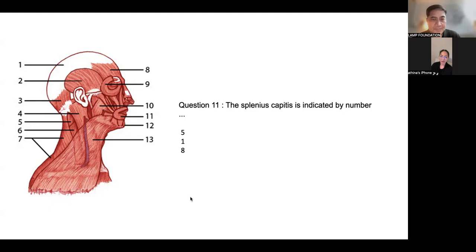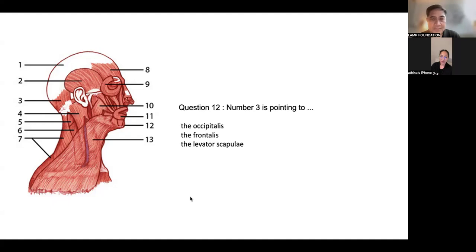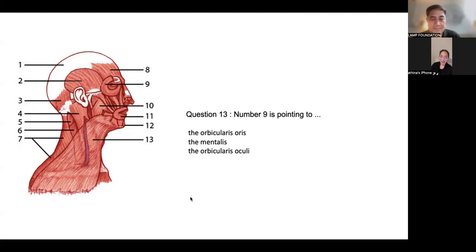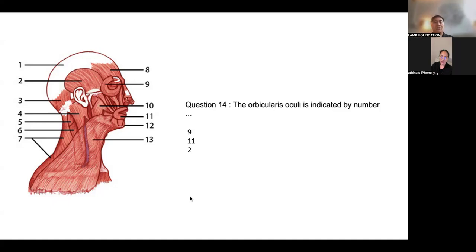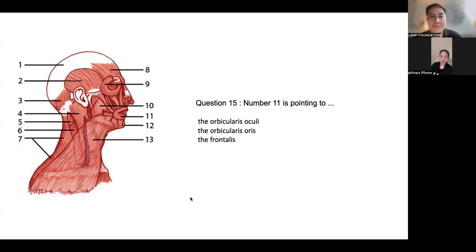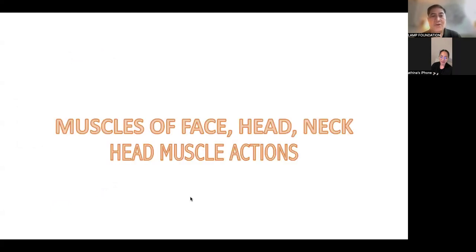Splenius capitis. It's number 5. Number 3. That's the occipitalis. Number 9. The orbicularis oculi. Orbicularis oculi is number 9. Number 11. That's the orbicularis oris. Now we go to the head muscle actions.